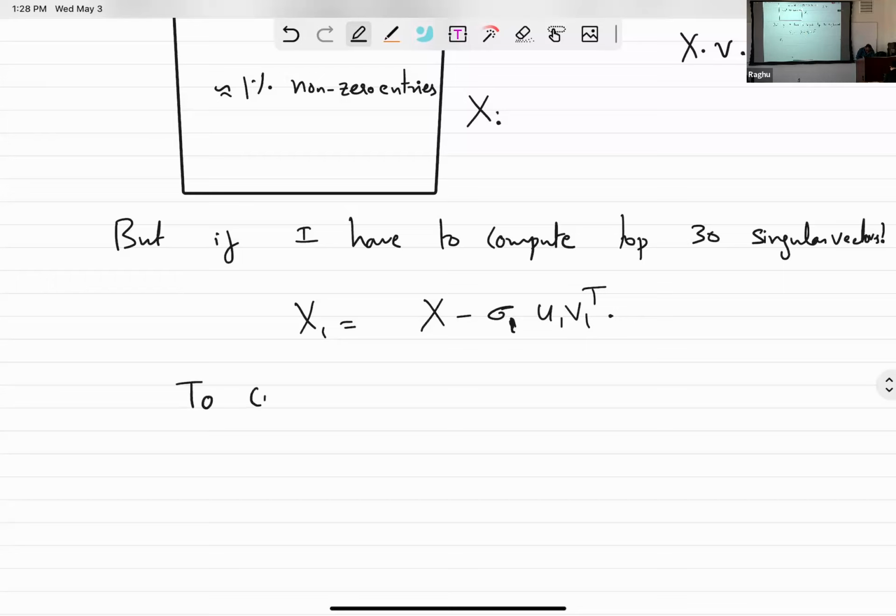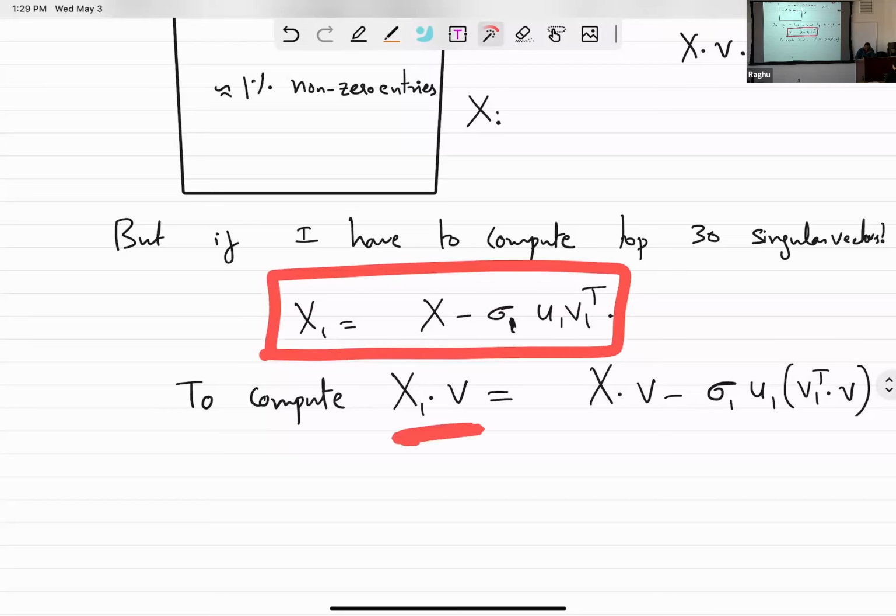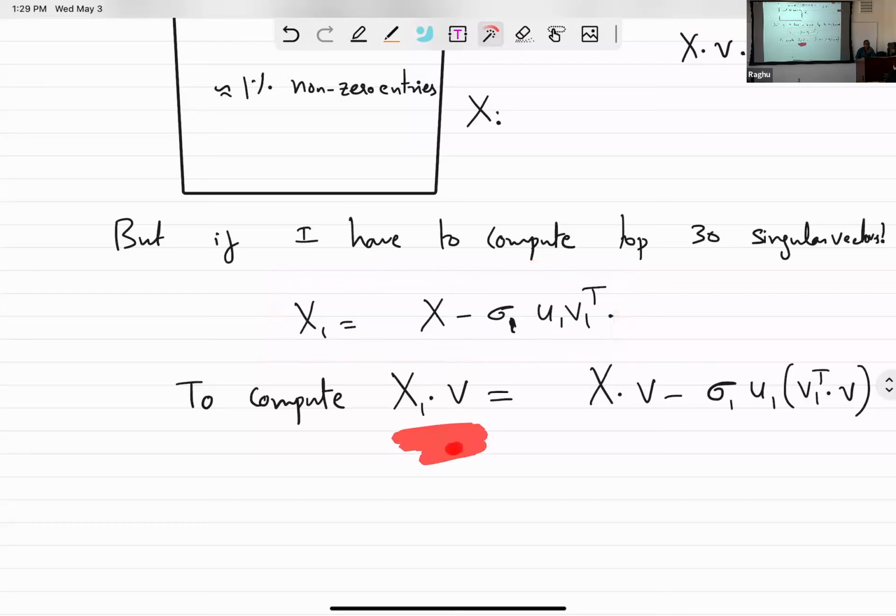My claim is that you cannot store x1 because it's the difference of a sparse matrix, something which has 100 million entries as opposed to 10 billion entries, and a rank 1 matrix. We can store that very succinctly. I'll just store u1, v1 separately. Then to compute x1 times v, I can do x times v minus u1 times v1 transpose v. Same trick, right? I don't need to store x1. All I need is the ability to compute this matrix vector product, which I can do efficiently.